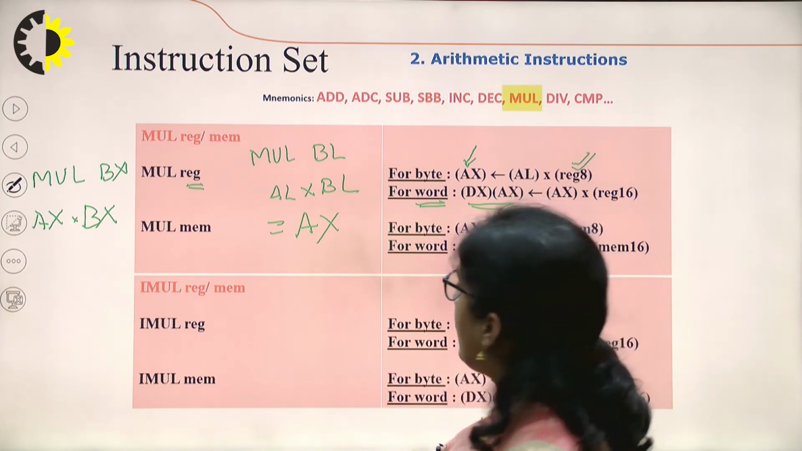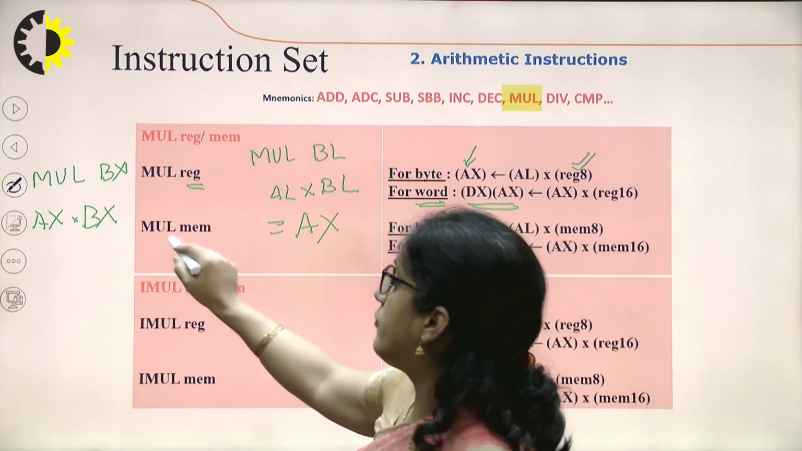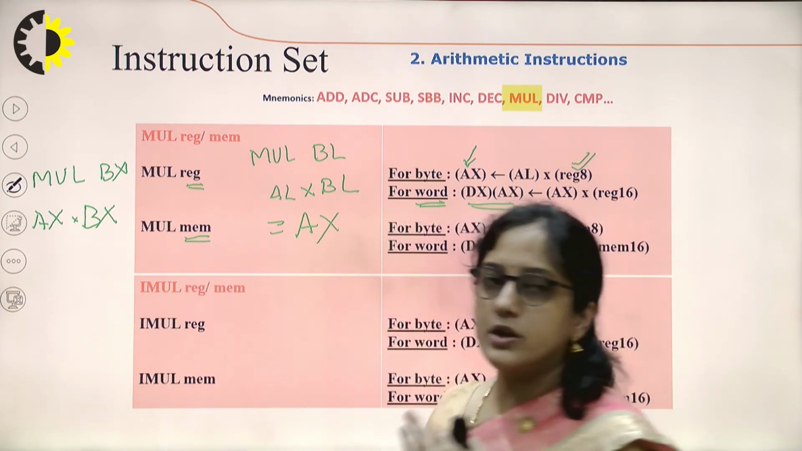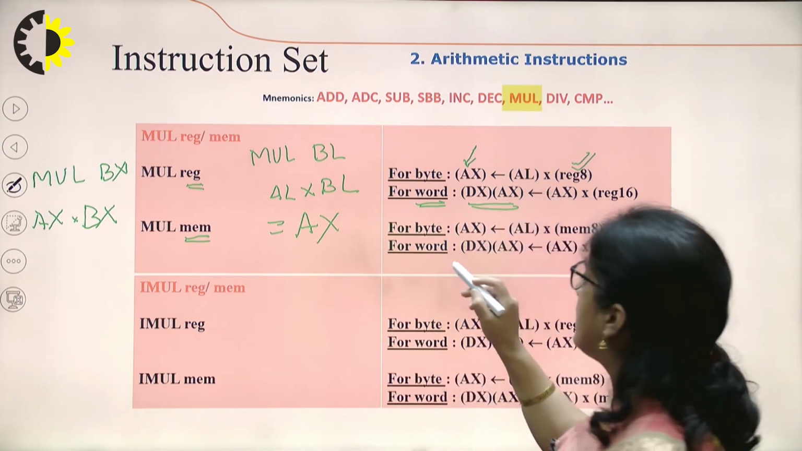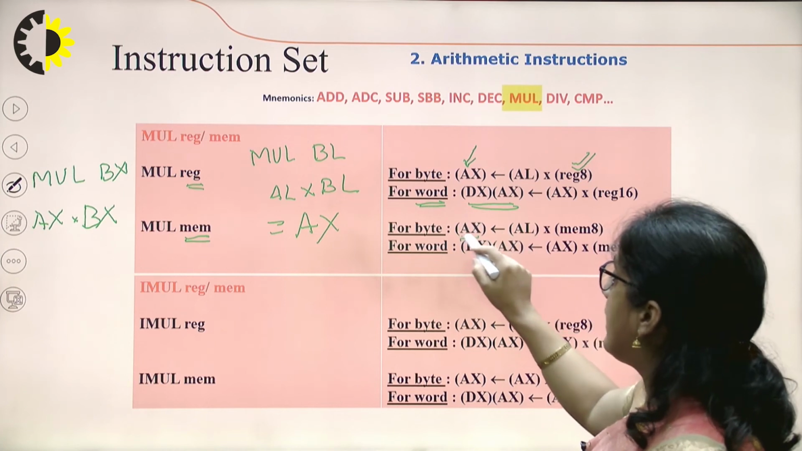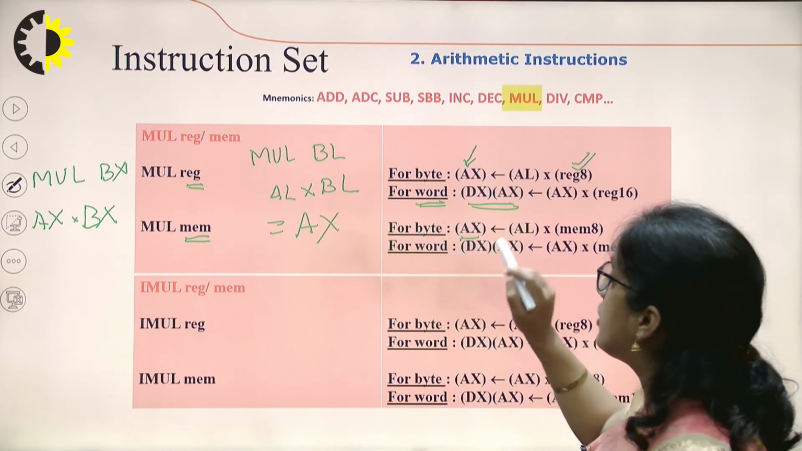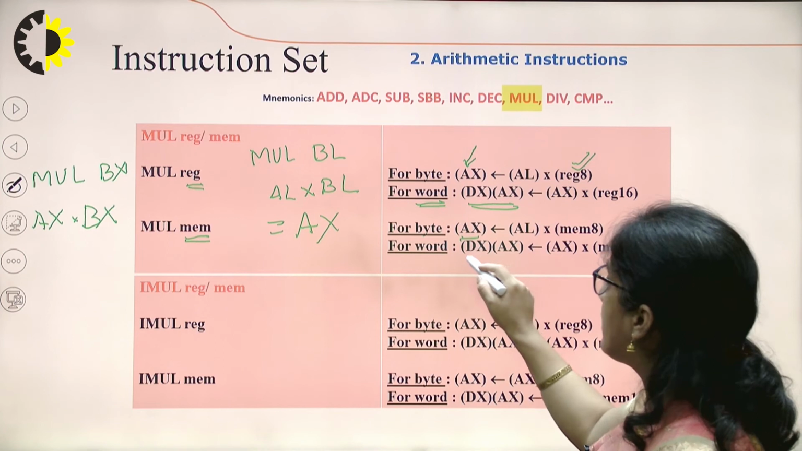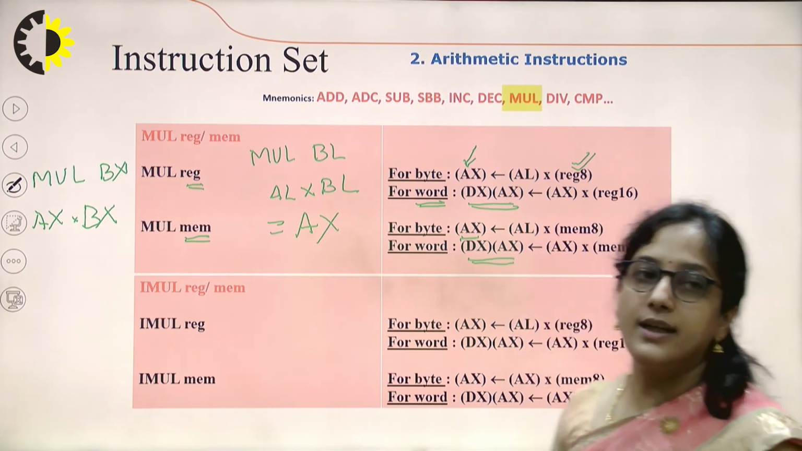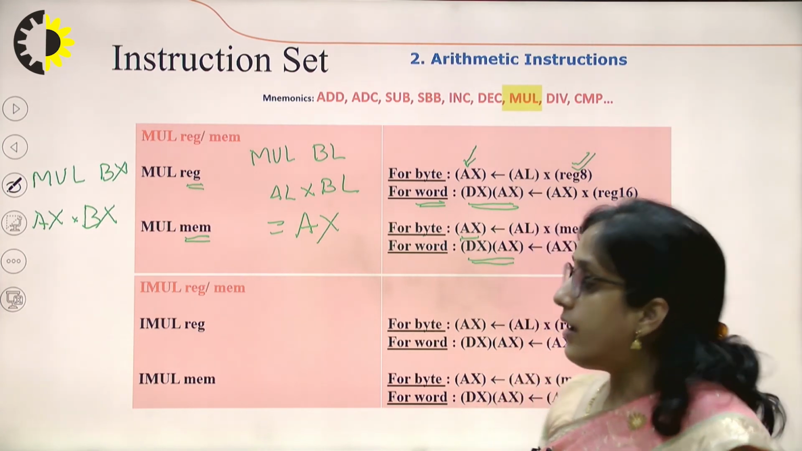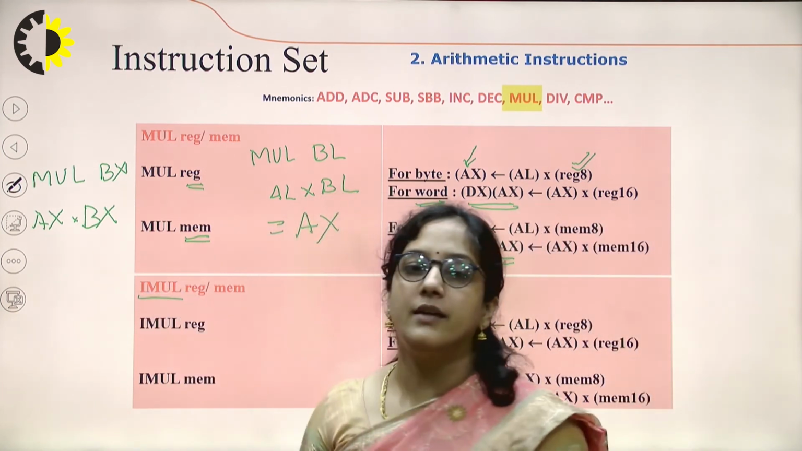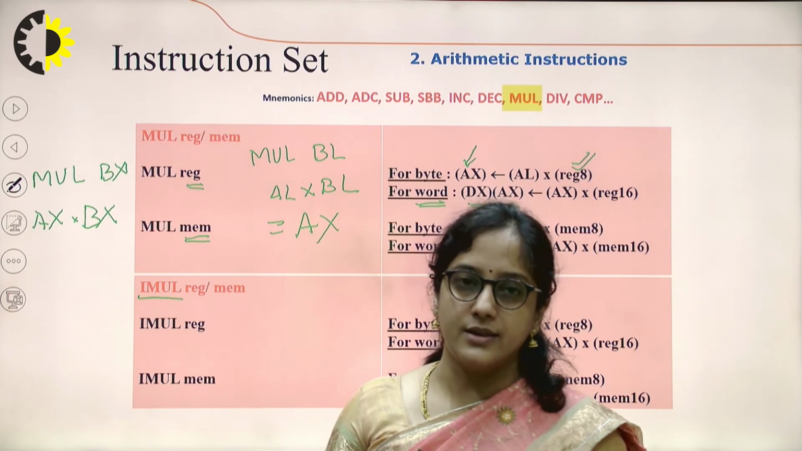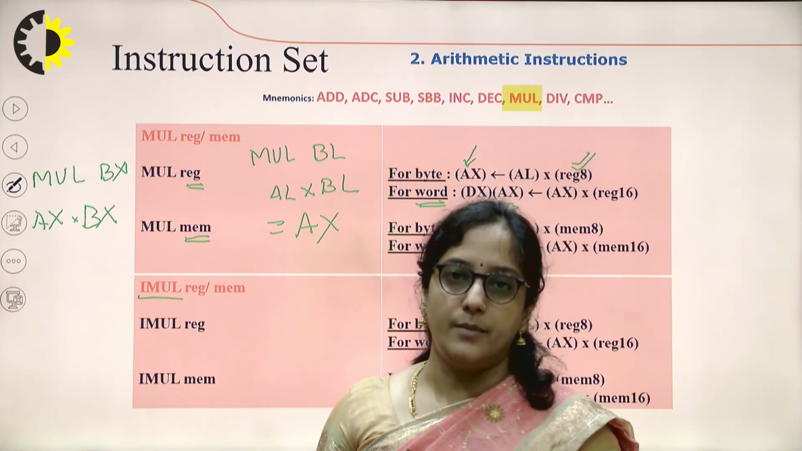You can perform multiplication with memory also, meaning you specify the memory address in the instruction, and the result will be stored in accumulator AX if it is a byte multiplication, and if it is a 16-bit memory multiplication, then the result will be stored in DX and AX. Then we have a signed multiplication also, IMUL. Here we are having a signed multiplication, where we consider signed numbers.